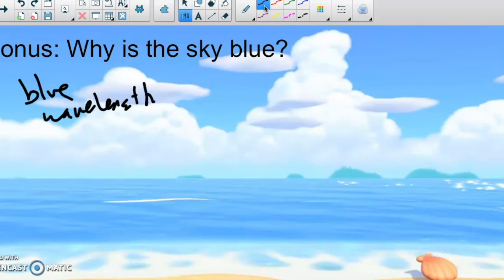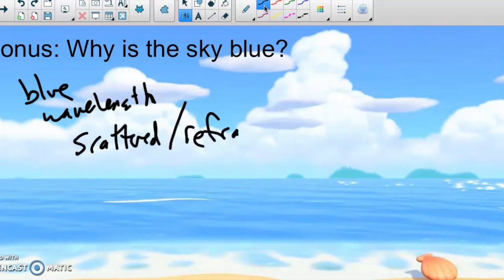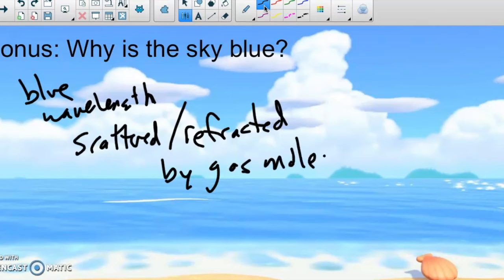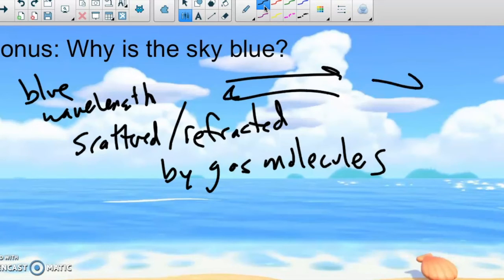They're more likely to be scattered or refracted by the actual gas molecules that are present in our atmosphere. And so those light waves tend to bounce around in the atmosphere, and most of them don't actually make it all the way down to where we're seeing them.